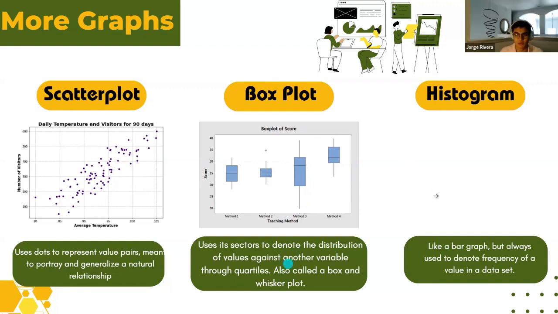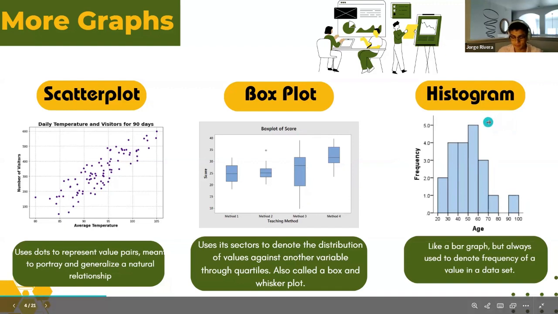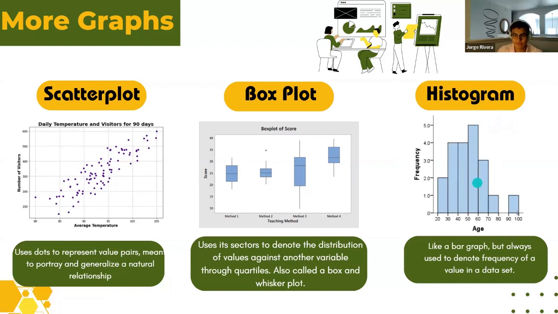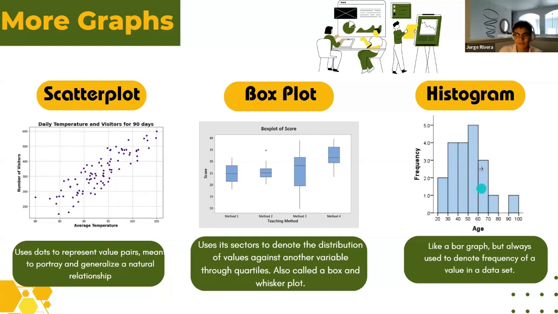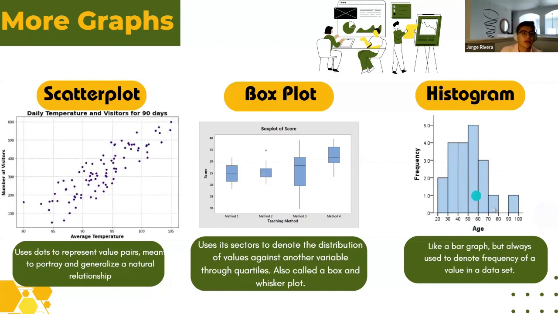It's also called a box and a circle. So here we have a histogram. What is a histogram? It's like a bar graph, but it's used to denote the frequency of a value in a certain data set, right? So basically what it's saying is that here we have this many people that are between the ages 60 and 70. There are 3 people in this data set that are between the ages of 60 and 70. Here we have another line over here, 50 to 60, so that means that we have 5 people between the ages of 50 and 60. All right, so that's basically what it's saying.